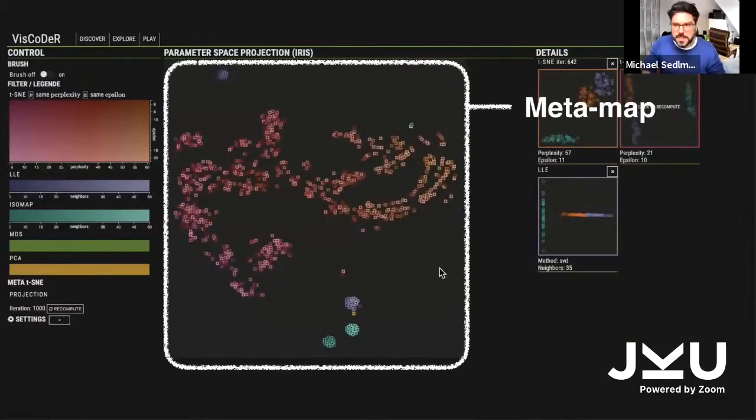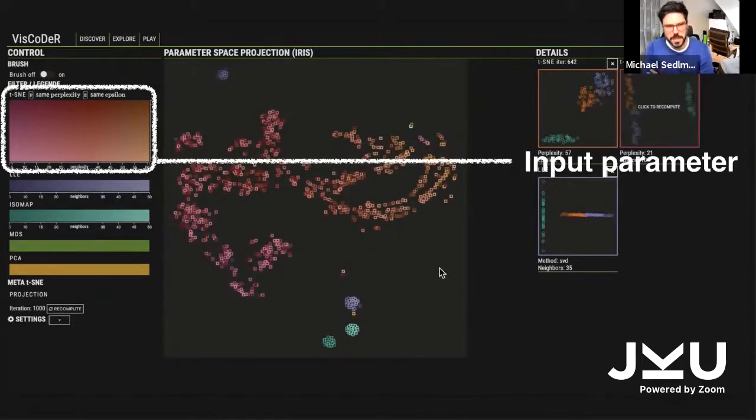In the center, we see this view, which we call the meta map. Each dot that you see here is a dimensionality reduced version of the same data set. We use colors to encode the different types. You see we had a t-SNE here, Isomap, MDS, PCA, also an LLE. We will today only focus on t-SNE, which has two parameters: the perplexity and the epsilon, which we encode in this two-dimensional color ramp here.